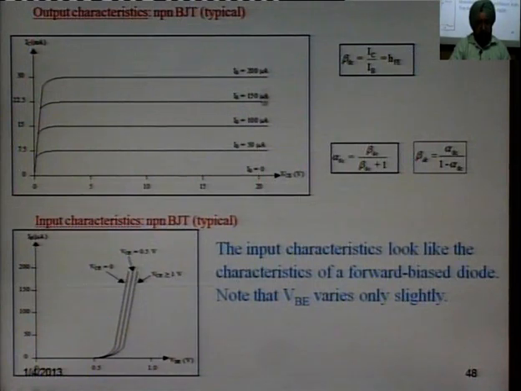This is the output characteristic. This is again input characteristic. These are the typical values, ideal graphs.